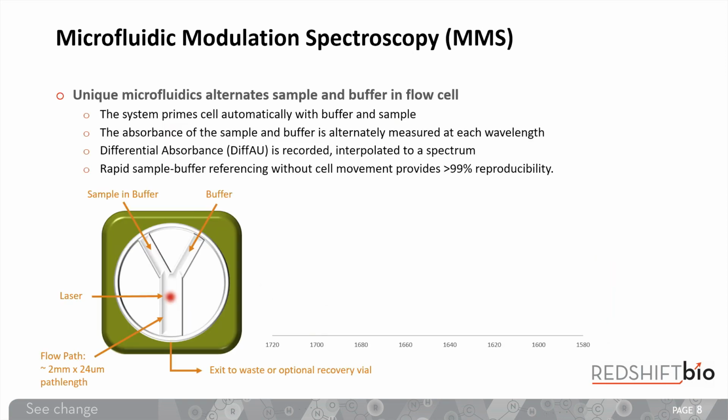At the heart of the AQS3 Pro system is the microfluidic flow cell. The microfluidic flow cell, once primed with sample, can rapidly alternate the buffer and sample through the observation zone, providing an easy measure of the differential absorbance between the sample and buffer. Interpolation of these data points can provide a spectrum. The rapid sample buffer referencing technique without moving the cell provides spectral reproducibility of greater than 99%.